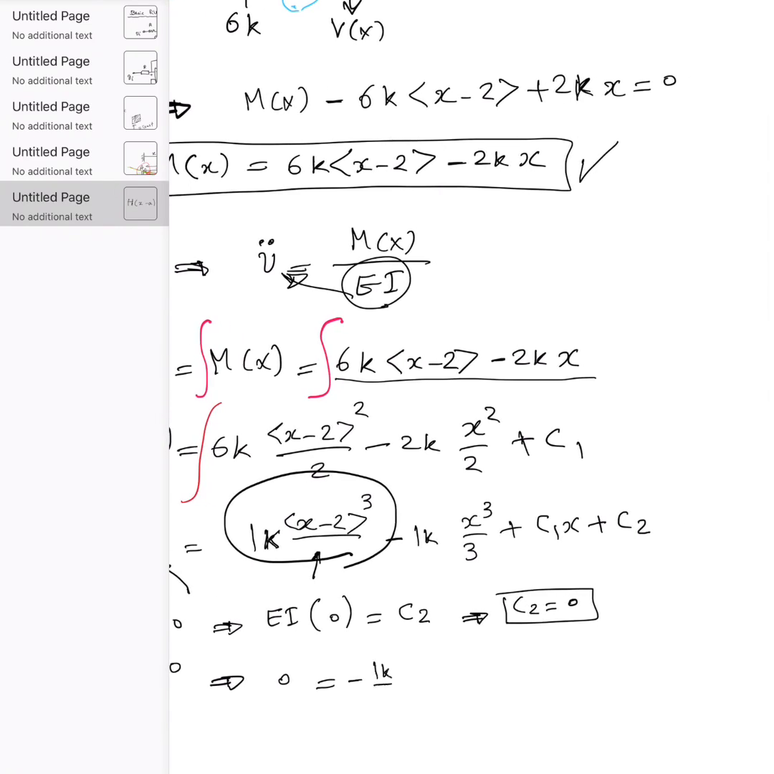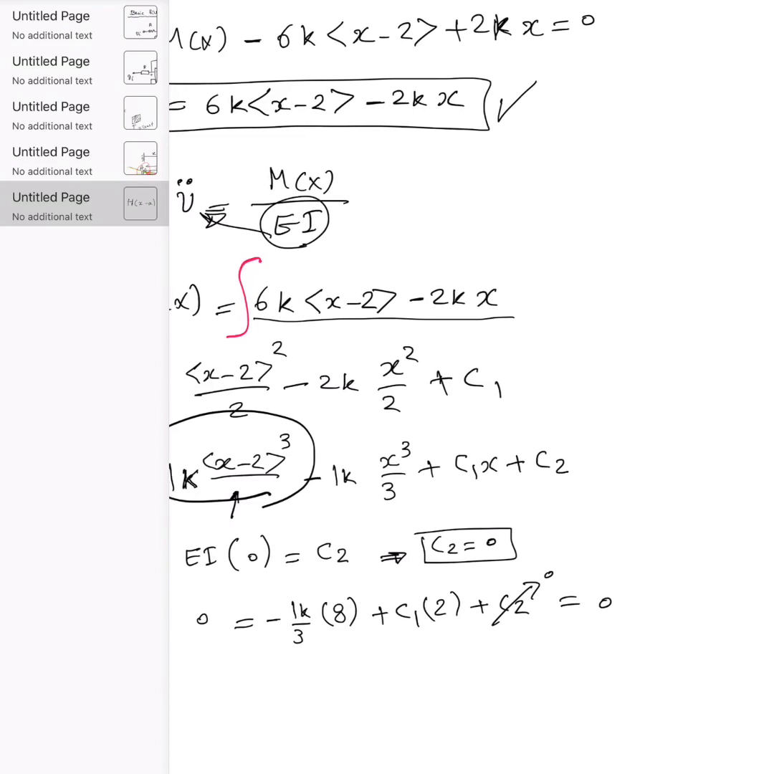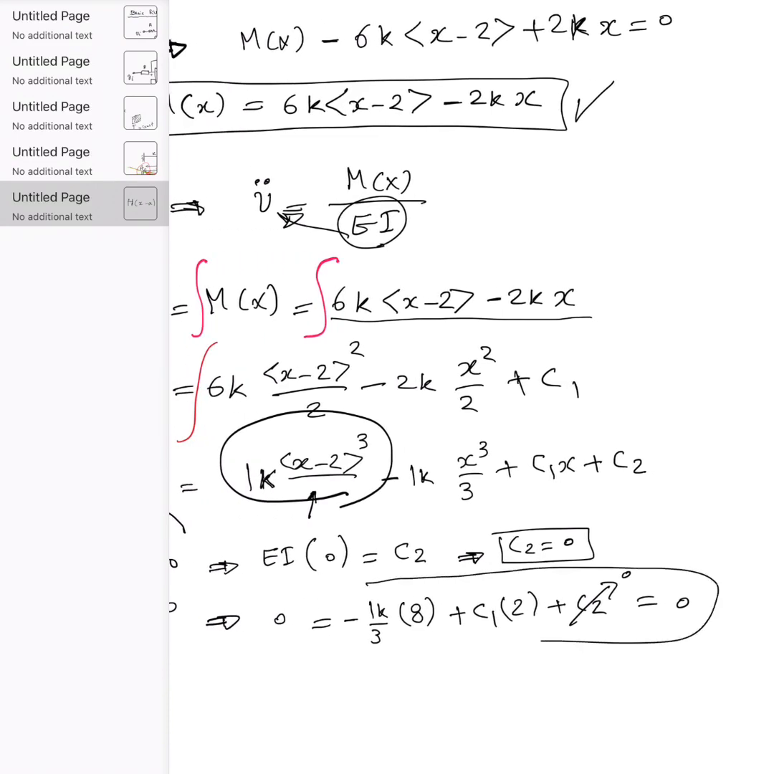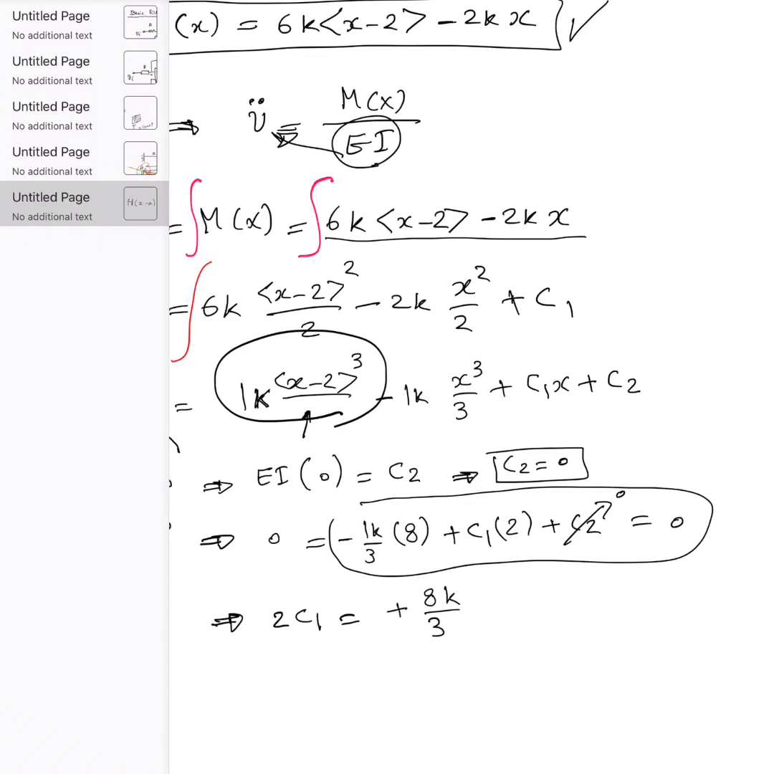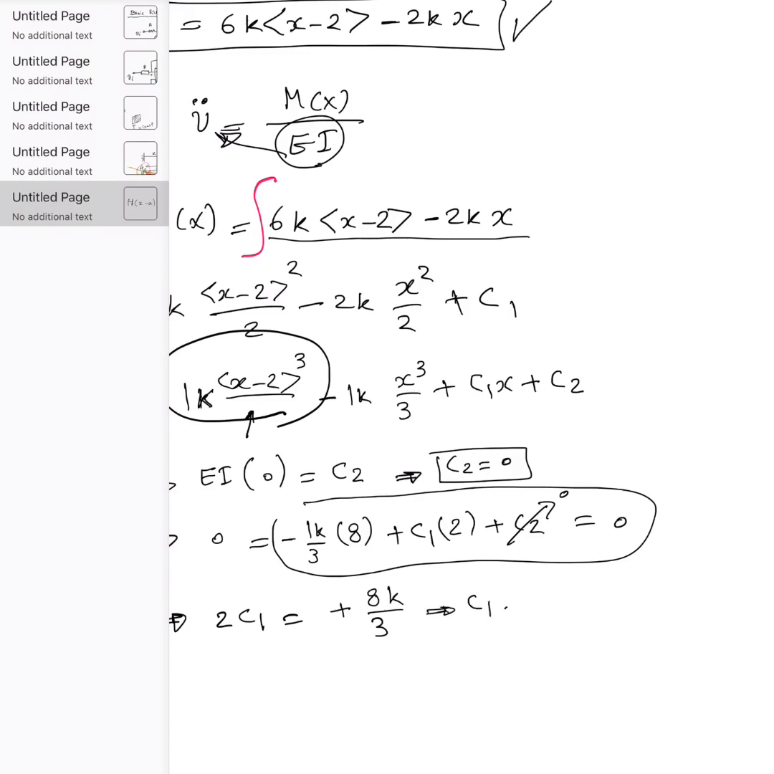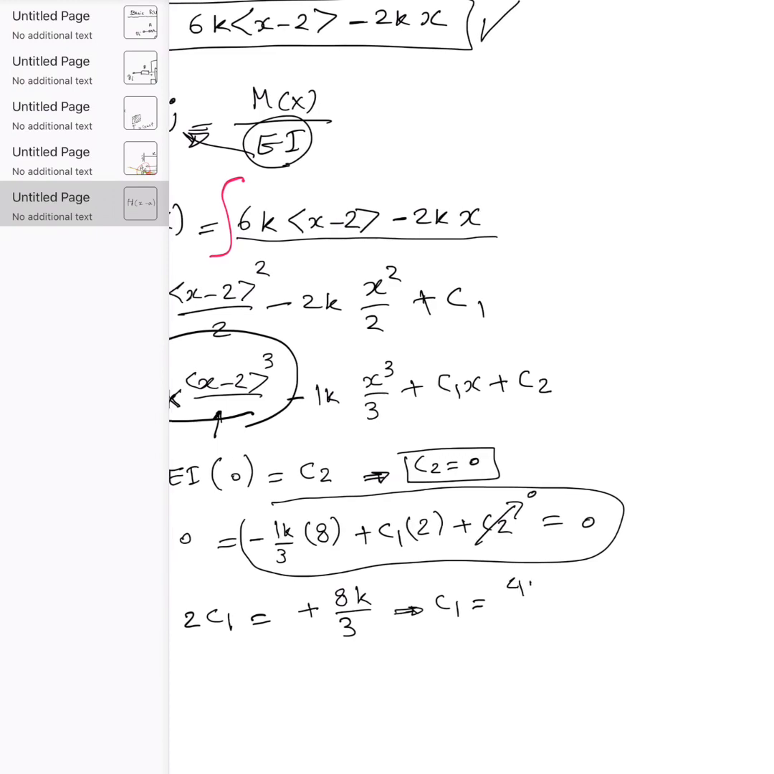So we have 1k over 3 times 2 to the 3, which is 8, plus C1 times 2 plus C2, which is basically 0, is equal to 0. This is my second equation. So I can solve this equation directly for C1 because C2 is 0. So what do I get? I get 2C1 is equal to positive 8k divided by 3. Divide by 2 both sides. So you get C1 is equal to 4k over 3. So that's what you get.